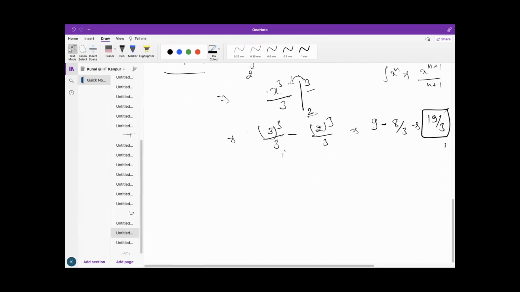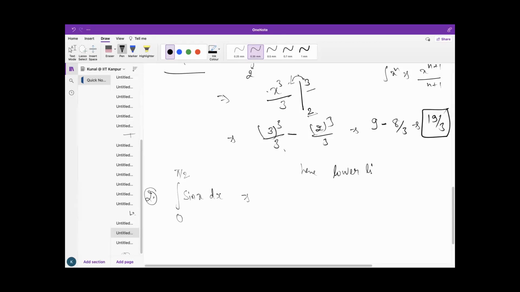Let me show you another example of a trigonometric function. If our function is sine of x, we can write it as the integral of sine of x from 0 to pi by 2. So we know that our lower limit here is 0.